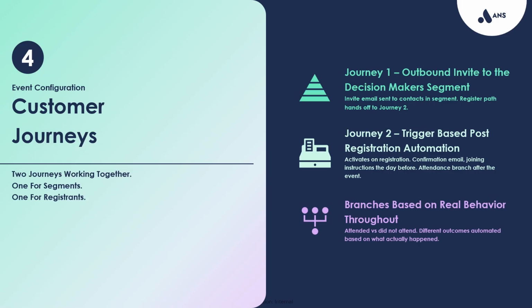The customer journeys section is where everything connects. Sarah built 2 journeys. The first is outbound. It's a segment-based journey targeting the decision makers segment with 5 contacts including Jamie. It sends the invite, watches for link clicks, routes anyone who registers into the second journey, and nudges everyone else. The second journey fires the moment someone registers: confirmation immediately, joining instructions the day before, attendance branching after the event, and lead creation on intent signal. Branches based on real behaviour throughout.